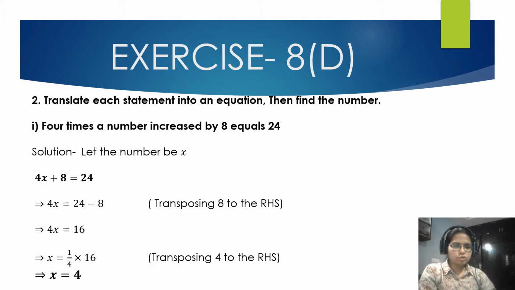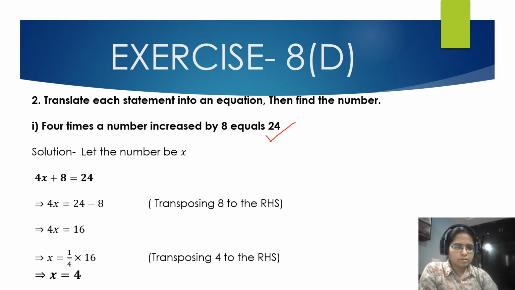Now we solve question number 2. Question number 2 is: translate each statement into an equation, then find the number. The first part is: 4 times a number increased by 8 equals 24. This is the statement given, and we have to write the equation for this statement.